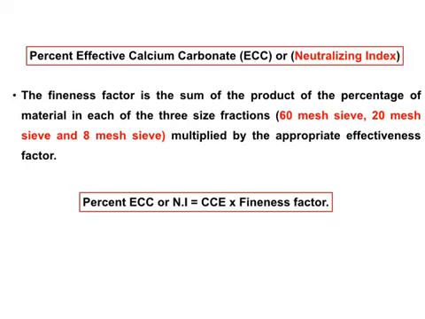Next, another formula. It's called percent effective calcium carbonate, ECC, or neutralizing index. It's CCE, calcium carbonate equivalent, multiplied by the fineness factor. The fineness factor is nothing but the fineness of the material. There are different sizes of liming materials: 16 mesh sieve, 20 mesh sieve, and 18 mesh sieve. We can separate them using these different sieves and calculate the neutralizing index of this liming material.